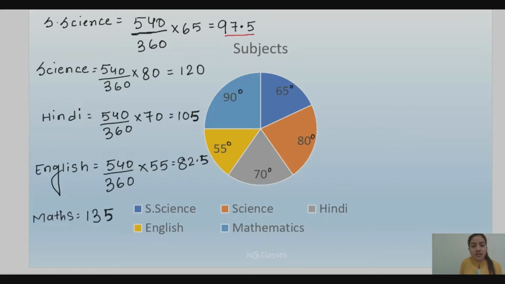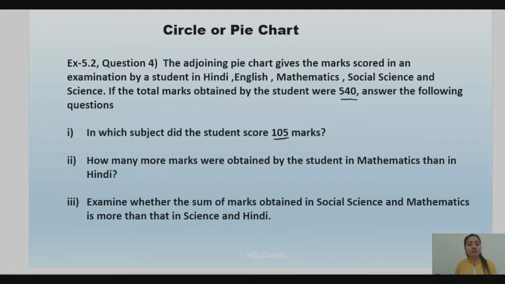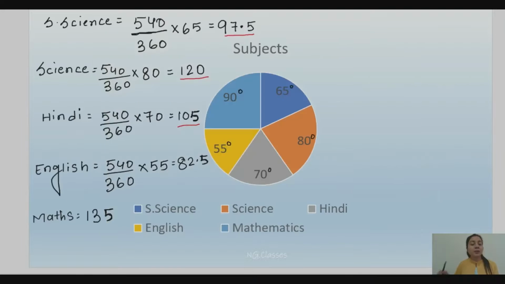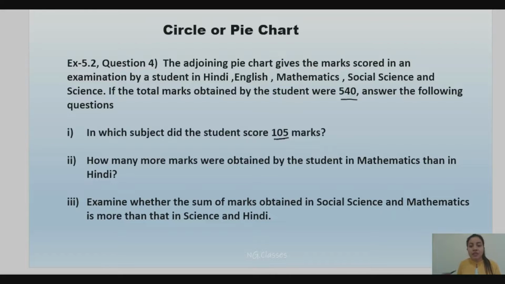For social science it's 97.5, for science it's 120, for Hindi it's 105. Till here we need to find only, because the question is asking in which subject he got 105. So no need to go ahead. I have taken out other marks as well so that it will be easier to solve other questions. So in which subject did he get exactly 105? It's in Hindi.